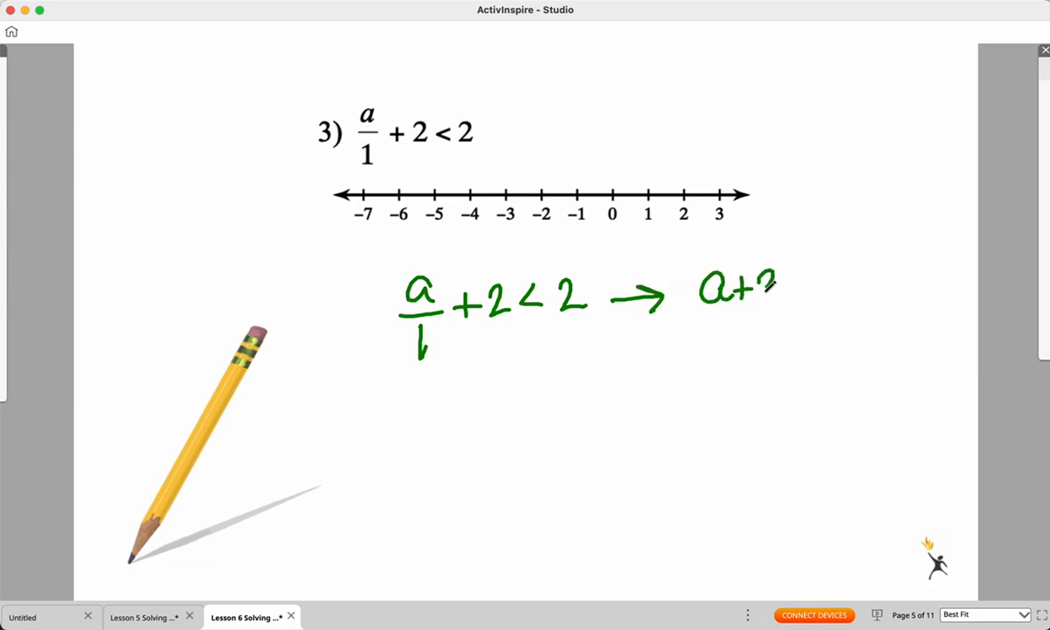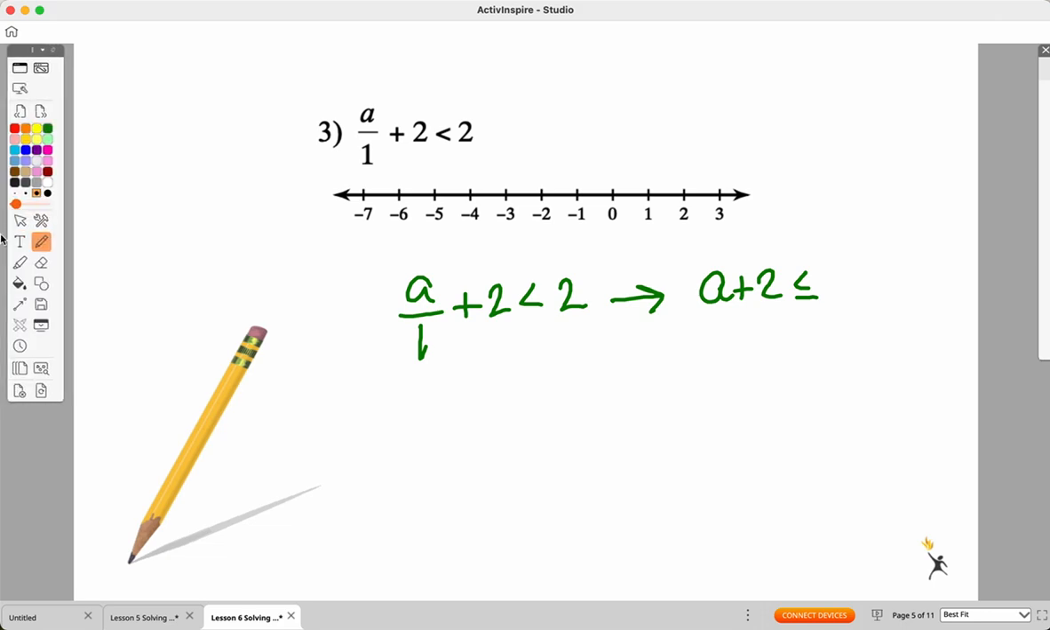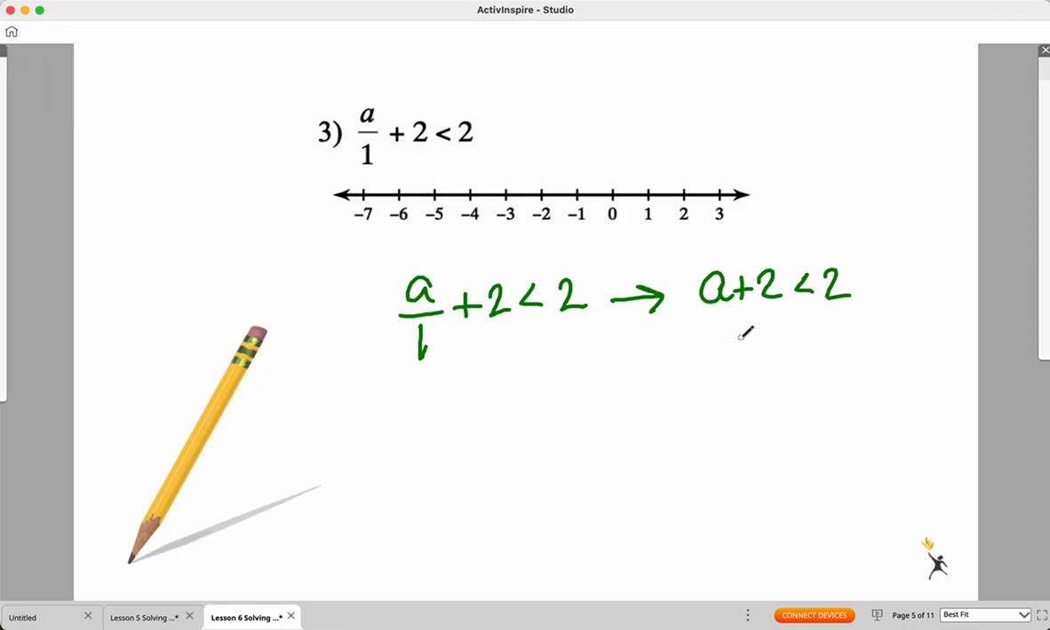You're right. I have a plus 2. Oh, don't need that bar underneath it. Don't need equal to. Oh, you guys are super astute and really quick on catching that. So we'd subtract 2 from both sides. You get a is less than 0. Oh, so anything less than 0, go in this direction.